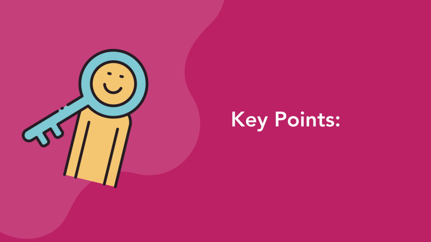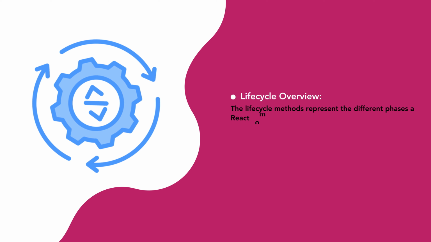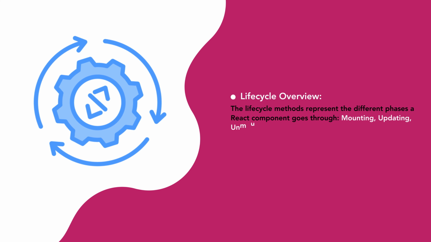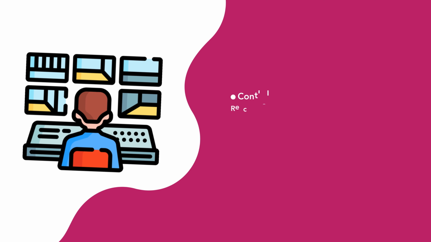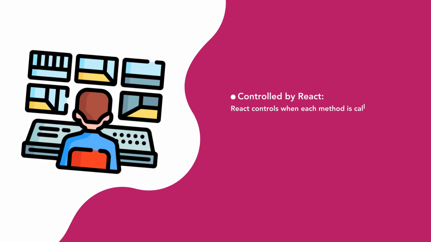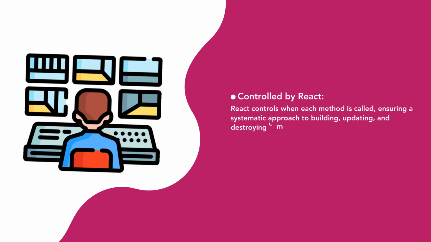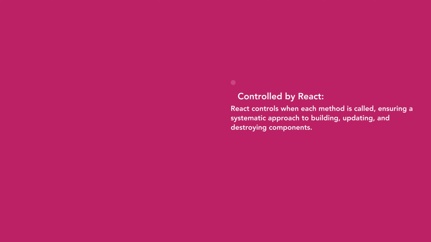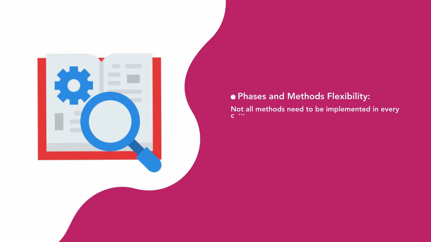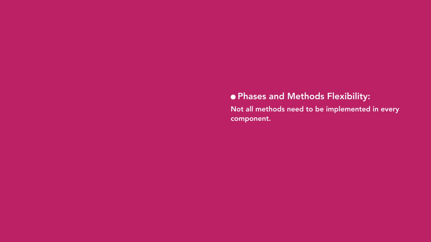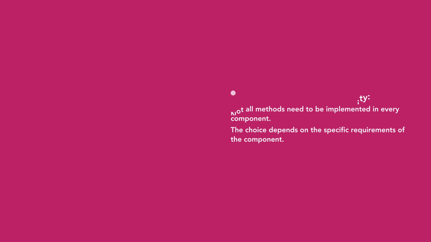Key points. Lifecycle overview: the lifecycle methods represent the different phases a React component goes through: mounting, updating, unmounting, and error handling. Controlled by React: React controls when each method is called, ensuring a systematic approach to building, updating, and destroying components. Phases and method flexibility: not all methods need to be implemented in every component. The choice depends on the specific requirements of the component.